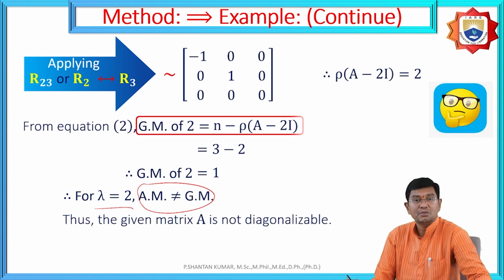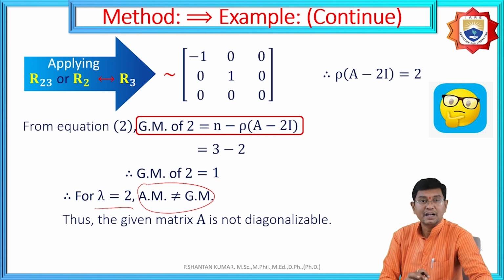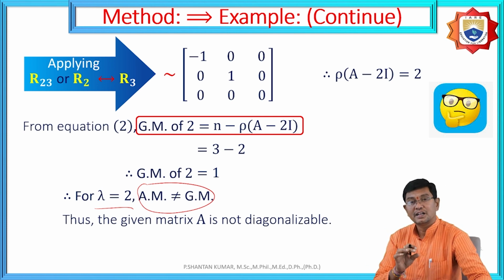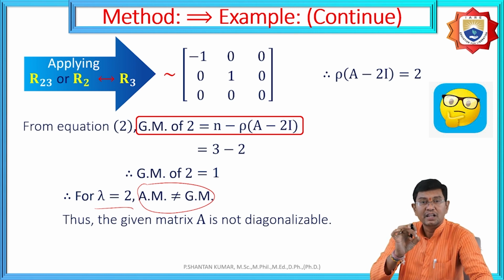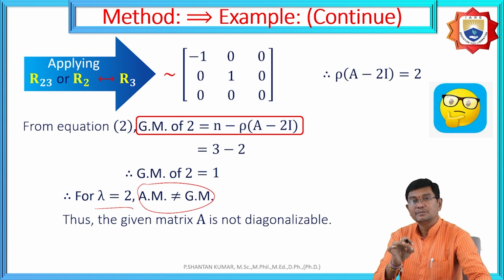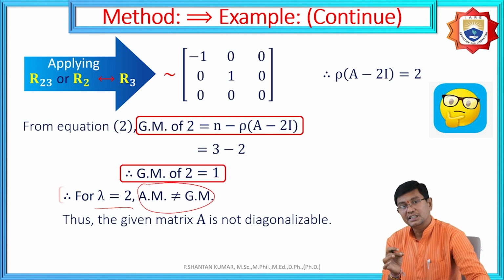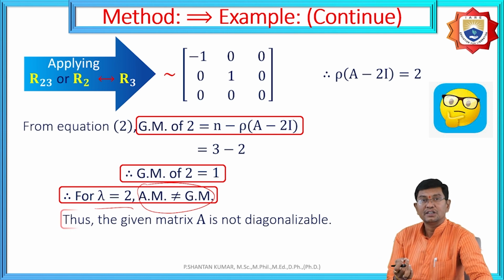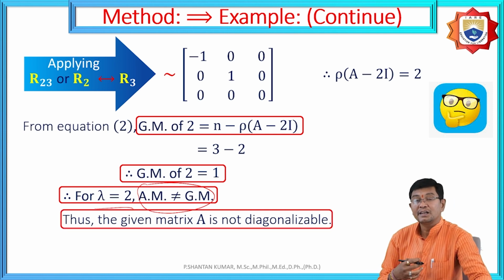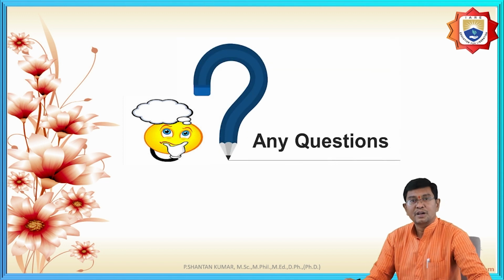According to the working rule of diagonalization of a matrix, we need to recall: whenever the eigenvalues are distinct, the matrix is automatically diagonalizable. But if eigenvalues are repeated, for that repeated eigenvalue we need to find the algebraic multiplicity and geometric multiplicity. If the algebraic multiplicity and geometric multiplicity are the same, then the matrix is diagonalizable. But if the algebraic multiplicity is not equal to the geometric multiplicity, then the matrix is not diagonalizable.